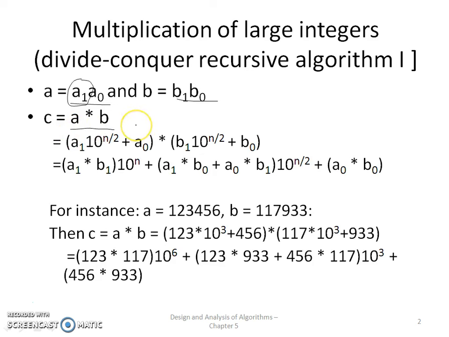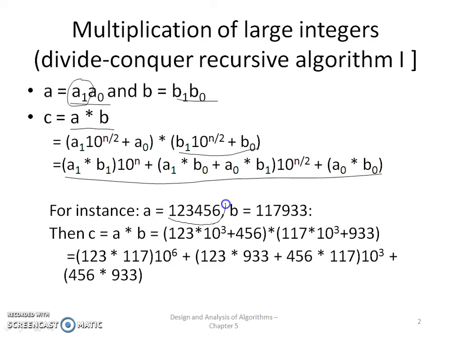C is equal to a into b. That would mean further multiplication would be C is equal to a1 into 10 raised to n by 2 plus a0, into b1 10 raised to n by 2 plus b0. This can be further expanded to get the equation given below.